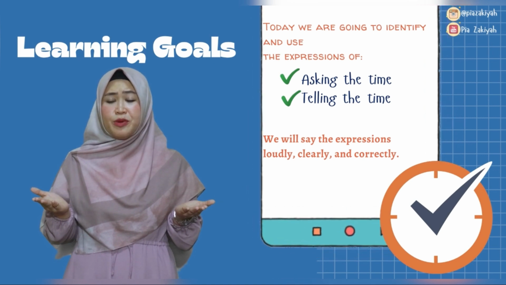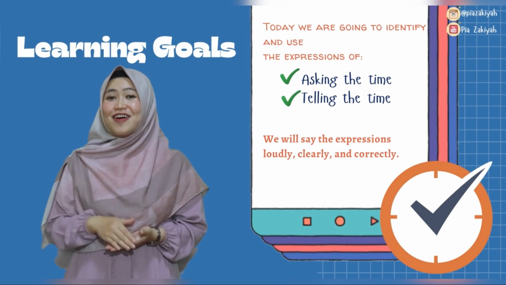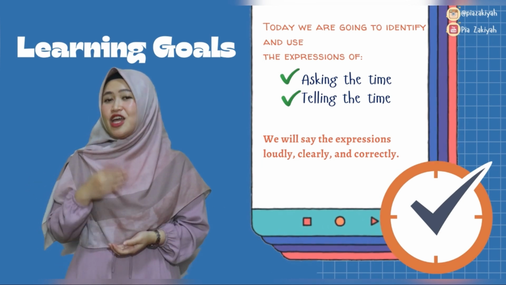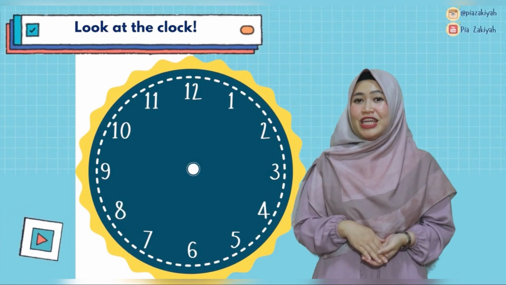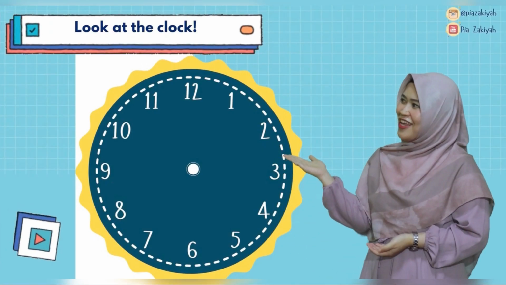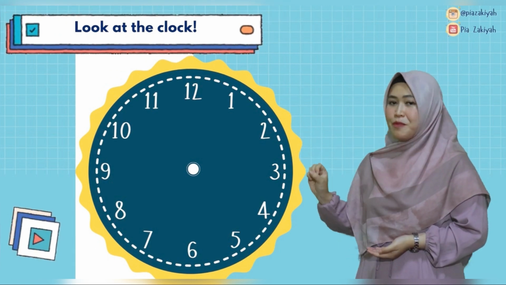Why do we have to learn about these expressions? Well, these expressions are used in our daily conversation. So if you need to use it, you can do it. You need to look at this clock first. Okay, can you see it clearly? Yes, we have a lot of numbers here.